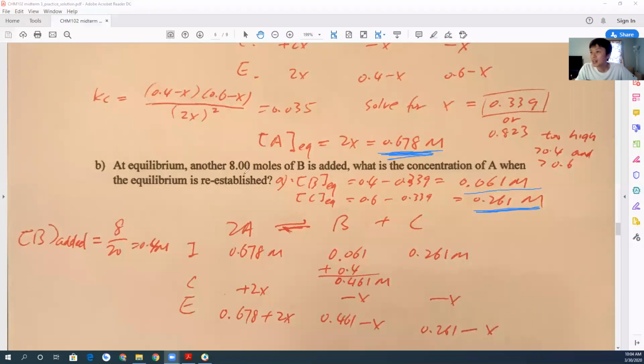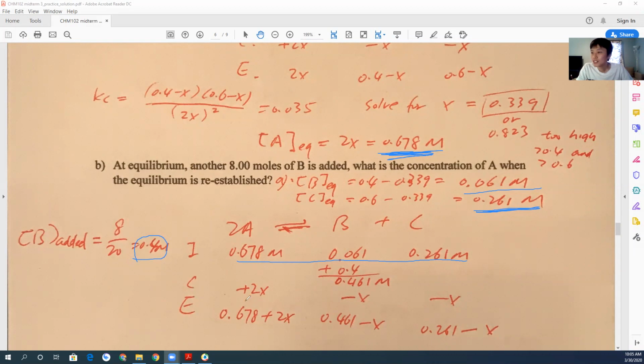So we add another 8 moles of B into this equilibrium system. 8 moles of B corresponds to another 0.4 molar. By adding this 8 more moles of B, that will disturb this equilibrium system. So the B concentration will increase to 0.461. This equilibrium is disturbed, but we know it's going to reach equilibrium again.